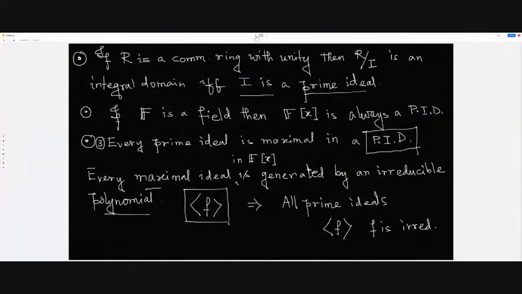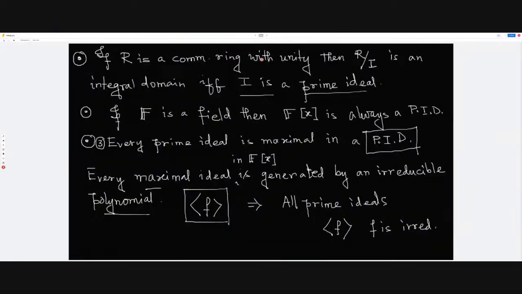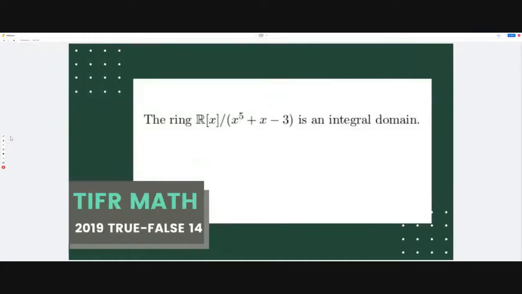Hence, the moment we prove that this polynomial is reducible, not irreducible, the ideal generated by it does not become a prime ideal. The moment it does not become a prime ideal is the moment you get your contradiction, because for R mod I to be an integral domain, I has to be a prime ideal. So hence this statement is false.